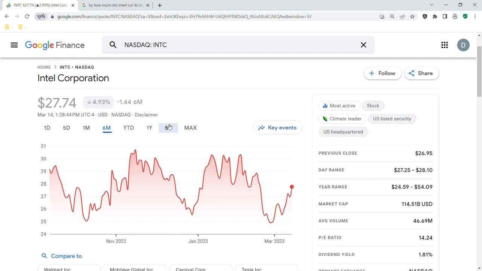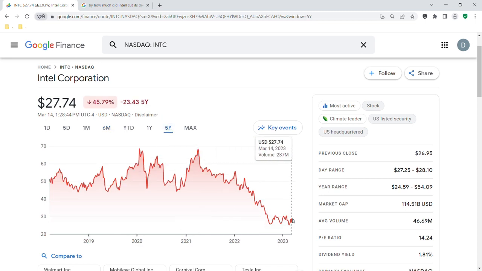Now, we can see that Intel is currently trading at a really low price compared to what it has been trading at over the last 5 years. Therefore, today I want to evaluate Intel and see if it might be trading below its intrinsic value.